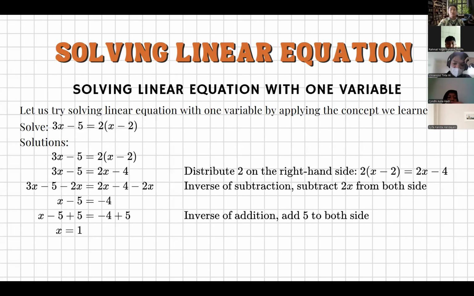The solution: the first step is to distribute 2 on the right hand side, 2 open parenthesis x subtracted by 2 close parenthesis is equal to 2x. Then we do inverse subtraction, we subtract 2x from both sides, so we get x subtracted by 5 equals negative 4. Then we do inverse of addition, which is add 5 to both sides, so we get a new equation of x equals 1.